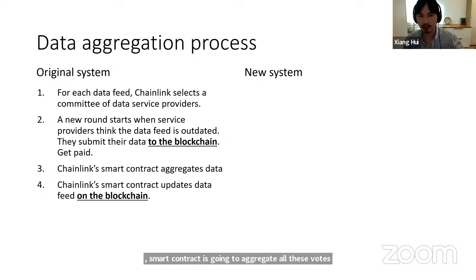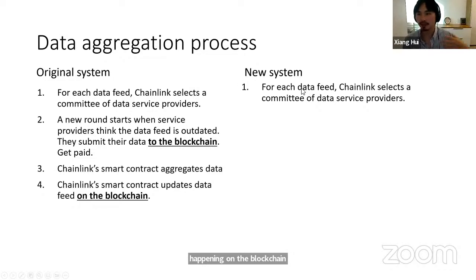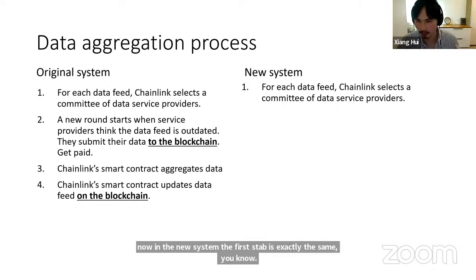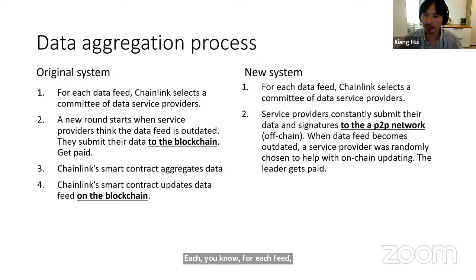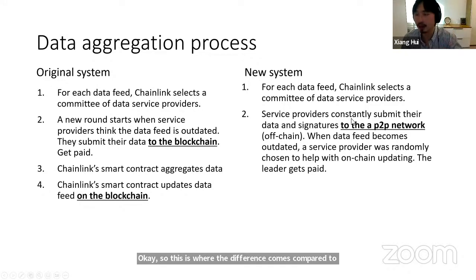Okay, so the key thing to note is that in the original system, all of the individual votes were happening on the blockchain, right? Now, in the new system, the first step is exactly the same. For each feed, Chainlink selects a committee of providers, and the service providers constantly submit their data and signature to an off-chain peer-to-peer network. Okay, so this is where the difference comes compared to the original system, in that now the individual votes are submitted in the P2P off-chain network. And the reason that they can constantly do this is because it's basically zero cost of submitting data off-chain.